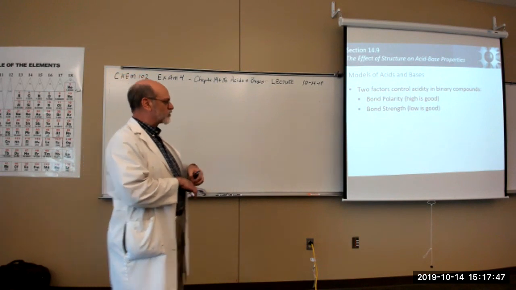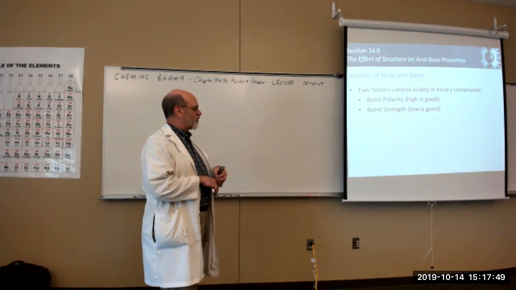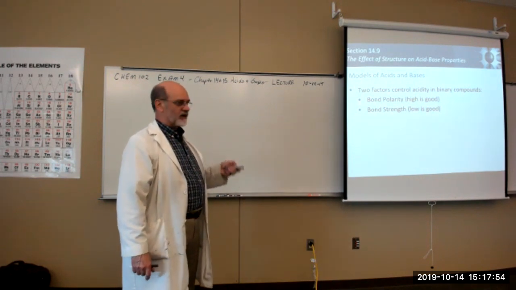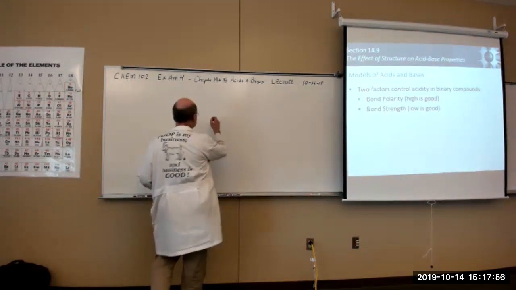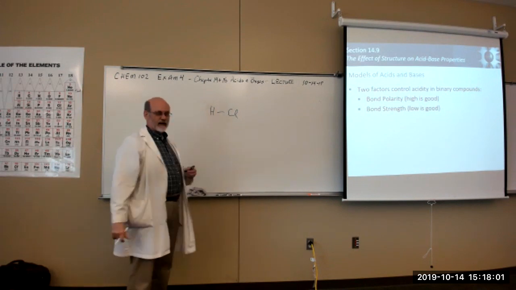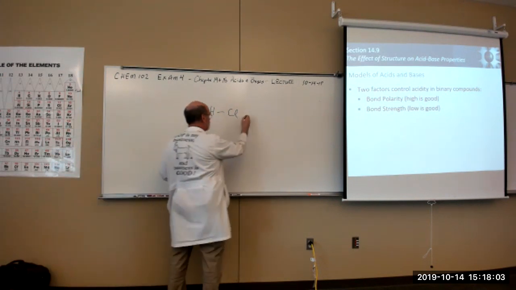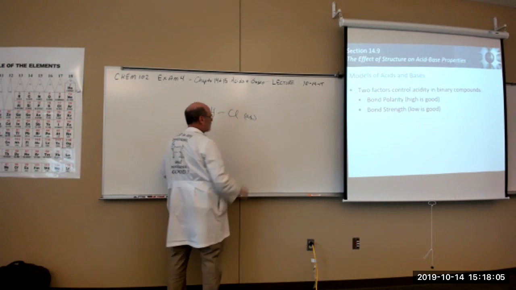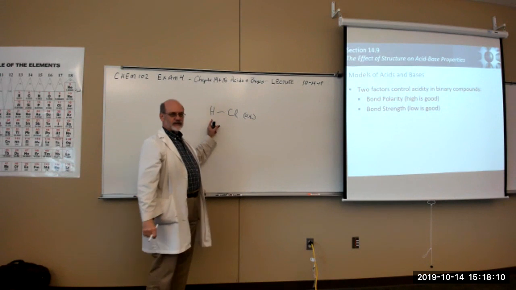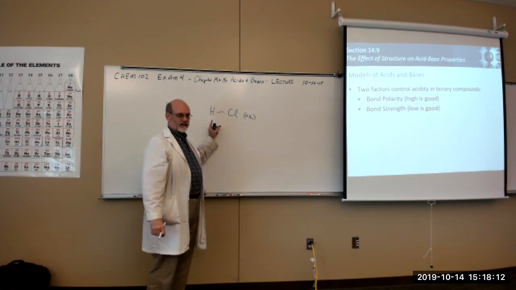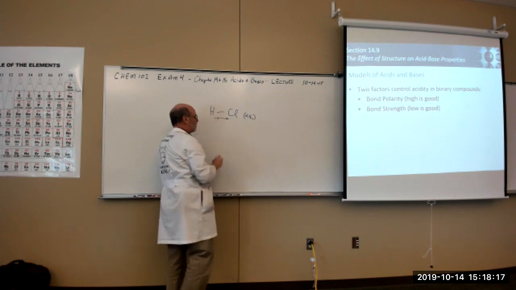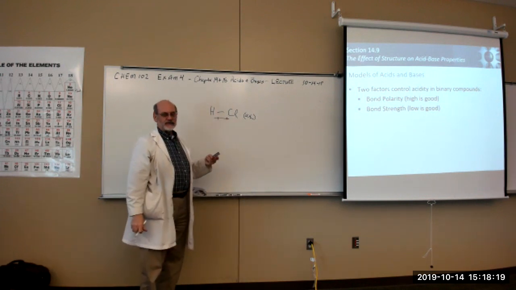Two of the factors that control acidity in binary compounds is bond polarity. How polar is the bond? What does that mean? For example, hydrochloric acid, right? In solution, the stronger the acid, the more likely the hydrogen is to dissociate. And the more polar the bond, the more likely it is to dissociate.